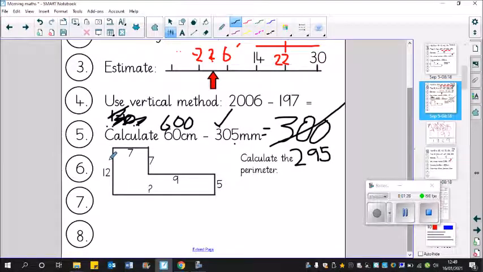Okay, and the final question, we have got a shape. We've got a rectilinear shape, which means it's based on rectangles. Shall I draw a dotted line there? Yep, look at that, that's a rectangle. Or of course you could draw a dotted line down there, and that's a rectangle as well. But that's nothing to do with the lesson, so let's get rid of that.